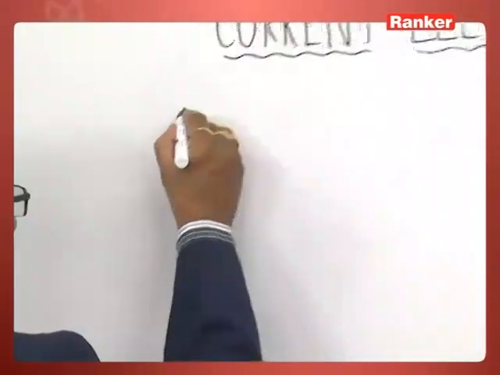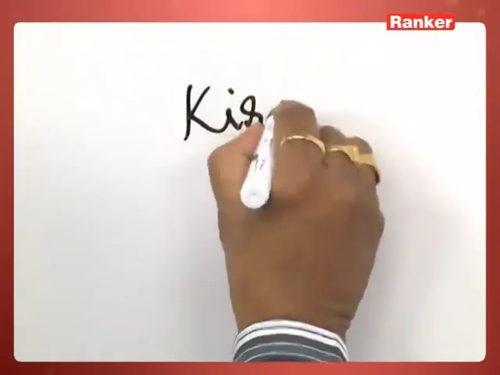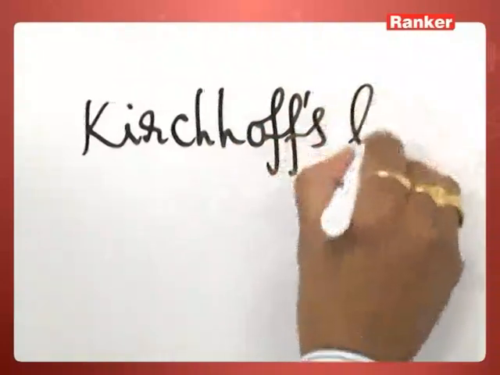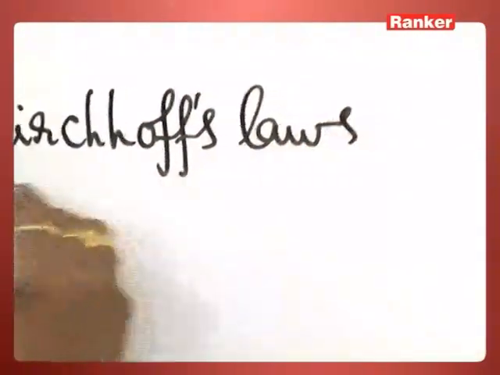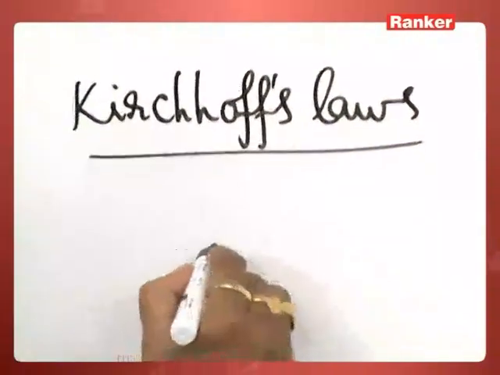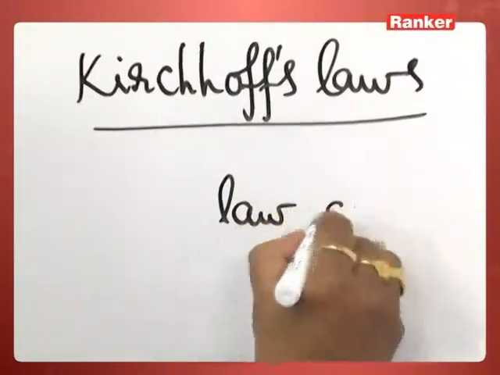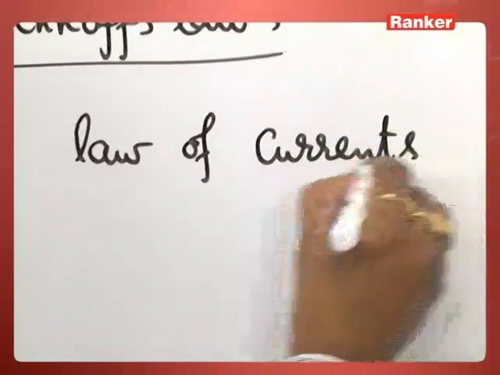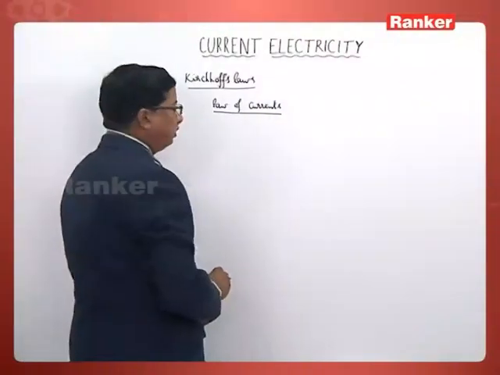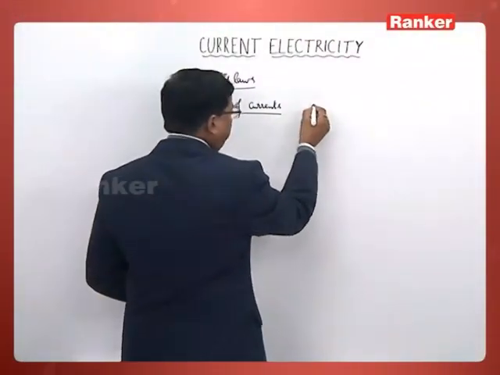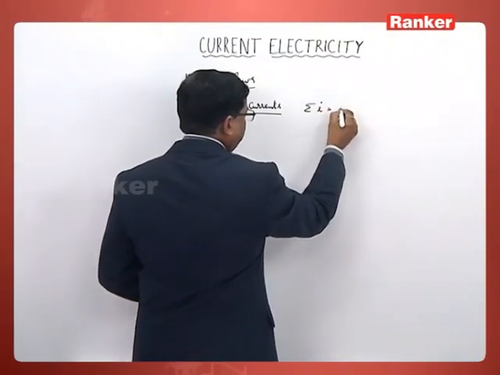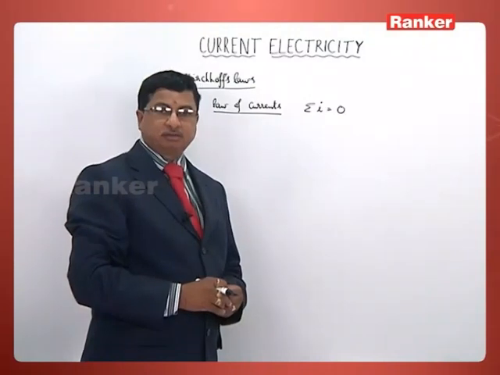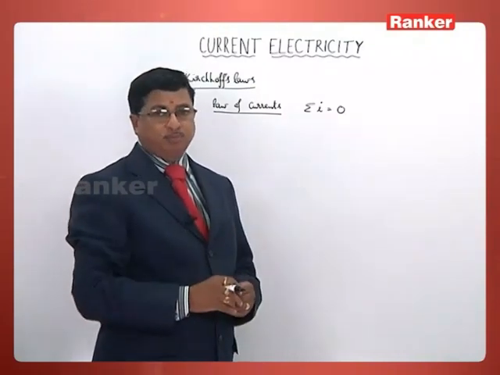In fact, we all know Kirchhoff's laws. The very first law is called law of currents. The statement is this: the algebraic sum of currents across any junction point in a circuit will be 0.